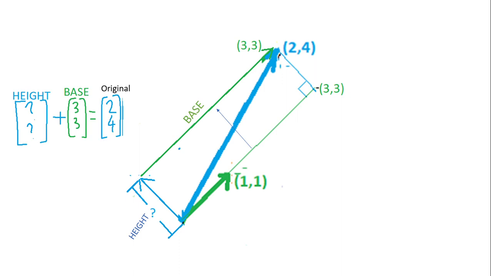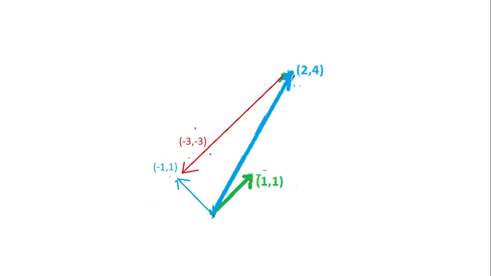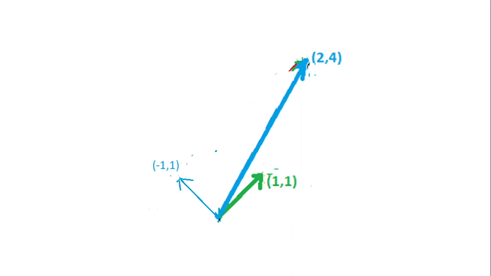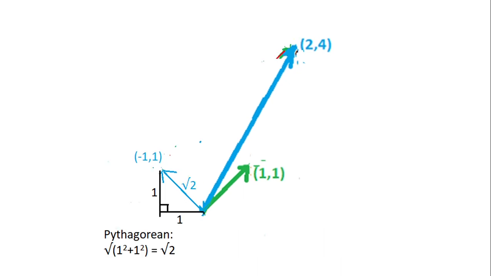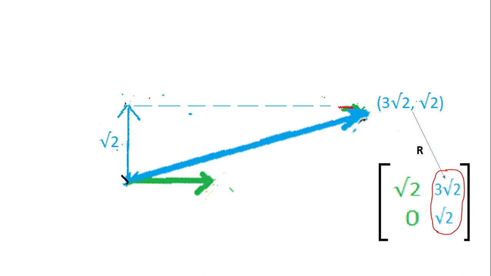Now we can see that the height vector plus the base vector is going to create our original vector. And we can also see how the original subtract the base vector will give us the unknown height vector. That unknown height vector is negative 1, 1. We do the same thing where we use the Pythagorean theorem to calculate the length again. So we can see the length is radical 2. I'm going to rotate this, and we're going to see that the y value of that rotated blue line is going to be radical 2. And that's the second column of the R matrix.